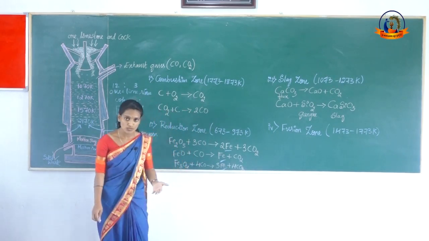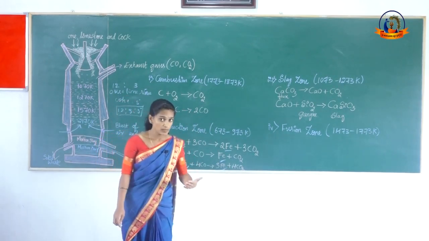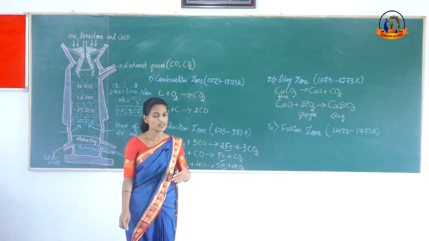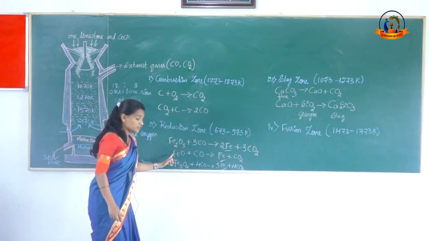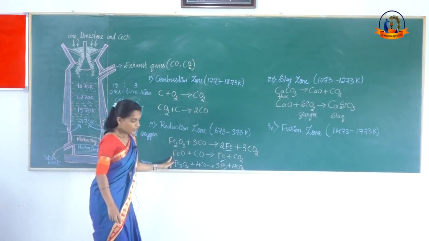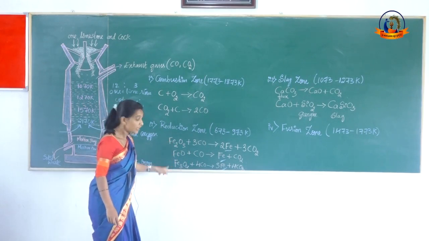So in the reduction process, the removal of oxygen takes place. As we clearly understood from the Ellingham diagram also, carbon monoxide is a good reducing agent depending on the temperature and free energy. So this explains the reduction zone.